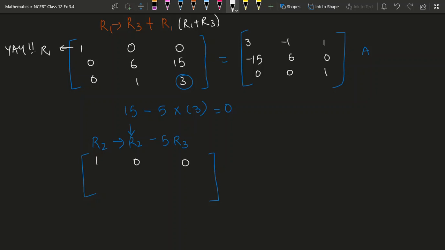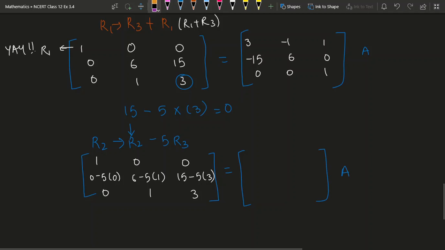And for R2, you are going to write 0 minus 5 times 0, then 6 minus 5 times 1, and 15 minus 5 times 3. And then you write the third row as it was. And on the other side, on the right hand side, you again do the same operations.